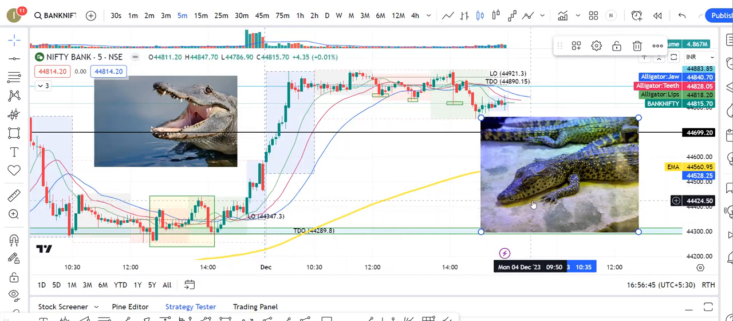When the alligator sleeps, its mouth is closed, lips are closed, teeth are tight, and even the jaw is tight. So you can find this by seeing the indicator. That means if all three moving averages are converging together, the alligator is asleep. At that time you should not enter the market. And during such sleeping hours, what is going to happen? Whether it is going to go up or whether the mouth will open towards the downside, we will not know.